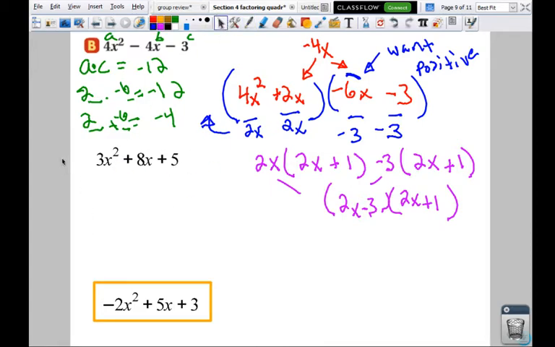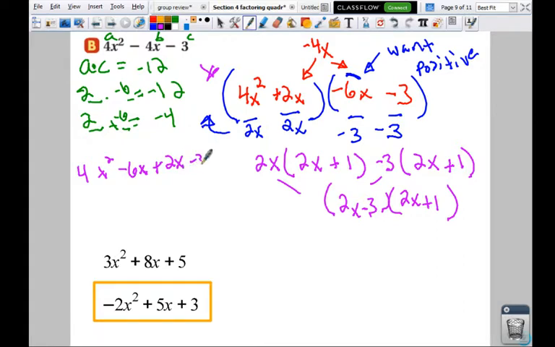Devin brought up a good point. We always want these ones in front to be positive when we do this. And then there's one other thing. Let's flip this around real quick and repeat this step for just a second. We're not going to go all the way. Let's say instead of doing my 2x first, I went 4x squared, and then minus 6x, and then plus 2x, and then minus 3.